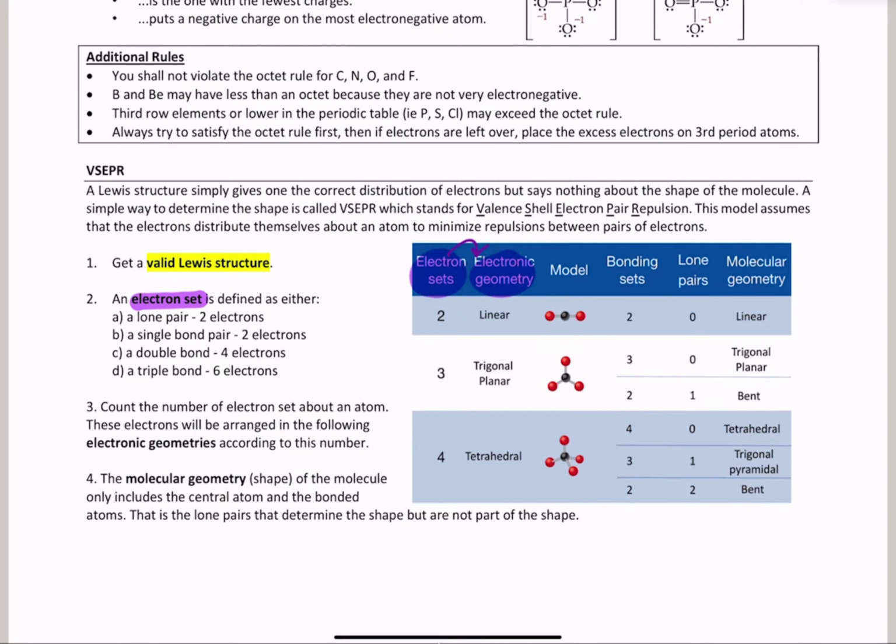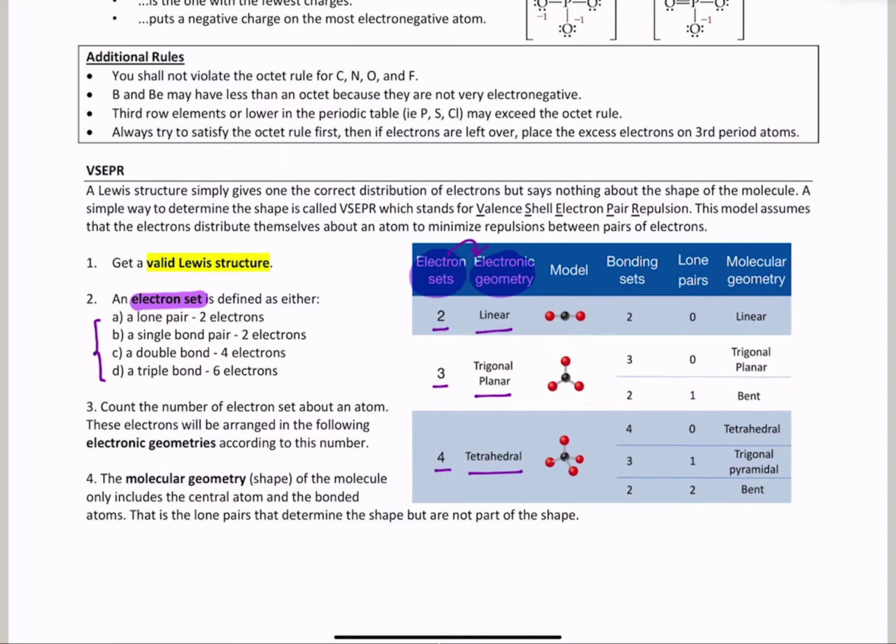And there are only 3 of them. If I have 2 sets, it's linear. If I have 3 sets, it's trigonal planar. And if I have 4 sets, it's tetrahedral. What is defined as a set? A lone pair, a single bond pair, a double bond, or a triple bond. They are each defined as one set. You don't count the lines, but you count the groups of electrons around your central atom.